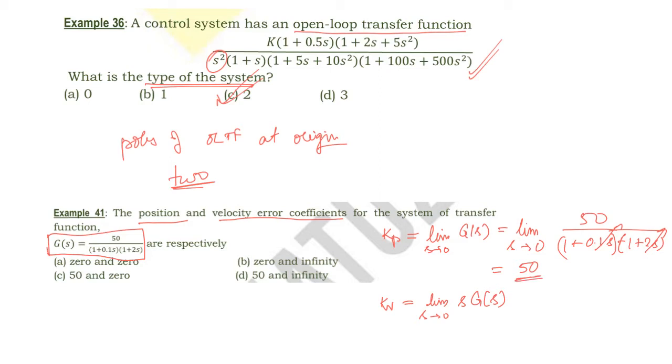Okay, and next you have to find out the velocity error constant. This is equal to limit s tends to 0 50s divided by 1 plus 0.1 s into 1 plus 2s. Okay, so this will be 0, because you have s in the numerator. And if you substitute s equal to 0, the whole thing will become 0. Okay, so Kp is equal to 50 and Kv is equal to 0. Okay, so that is option C.